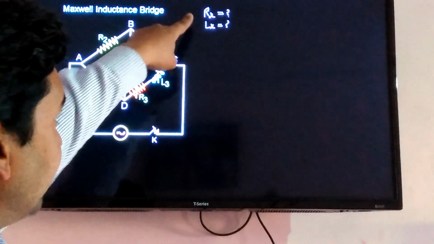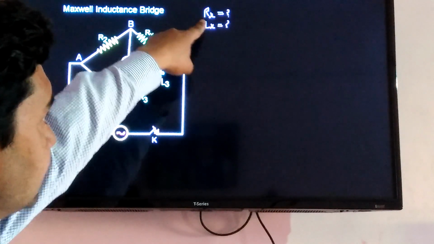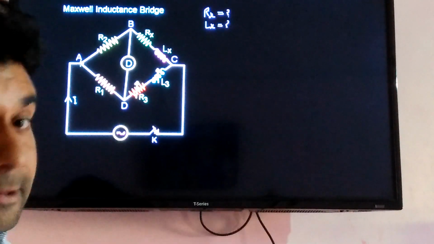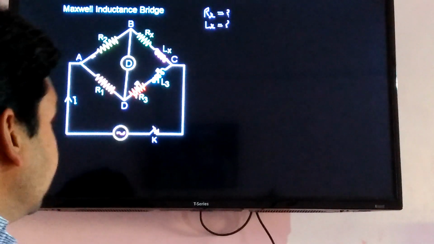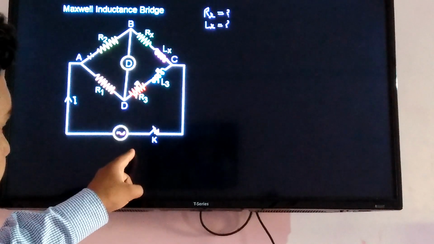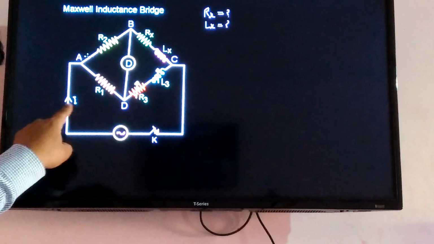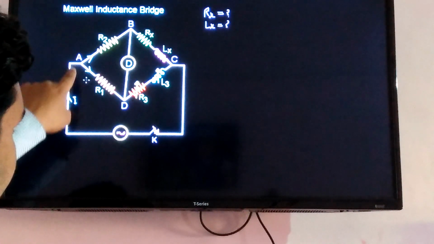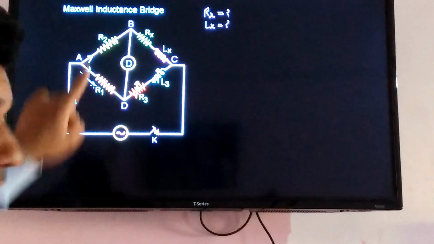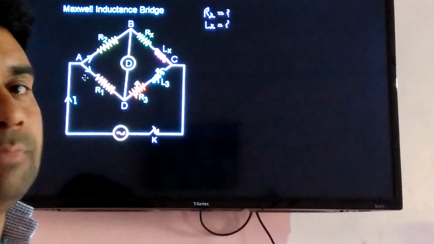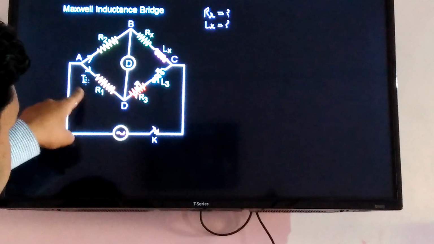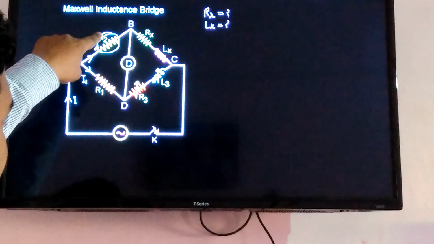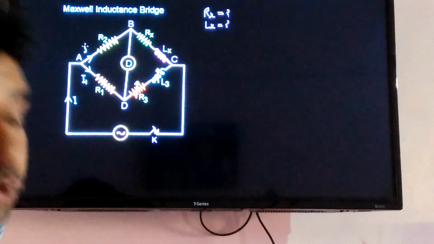So here we have to find the value of Rx and Lx. Rx is the unknown resistance and Lx is the unknown inductance. When we start the circuit, there is a flow of current denoted by I. When this current reaches point A, it splits into two parts by Kirchhoff's current law. The first one is I1 and the second, corresponding to R2, is I2.